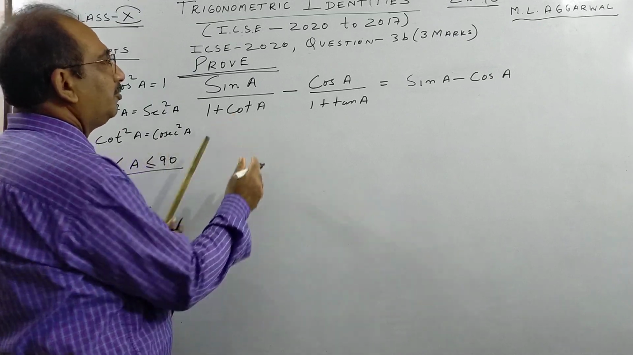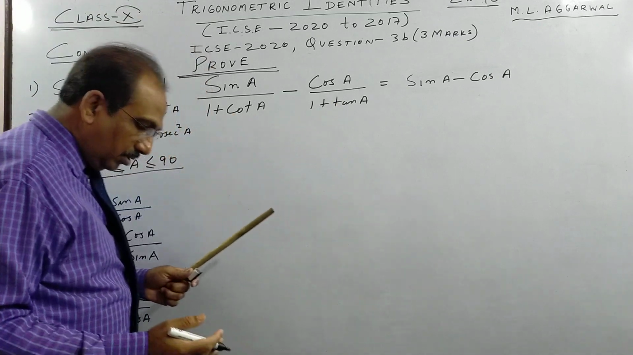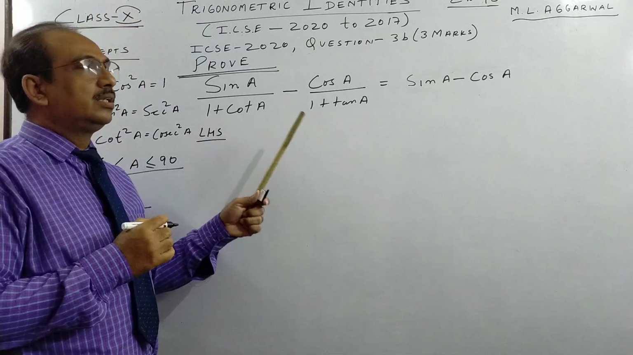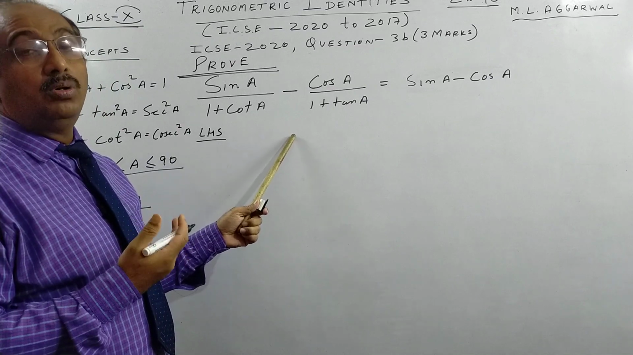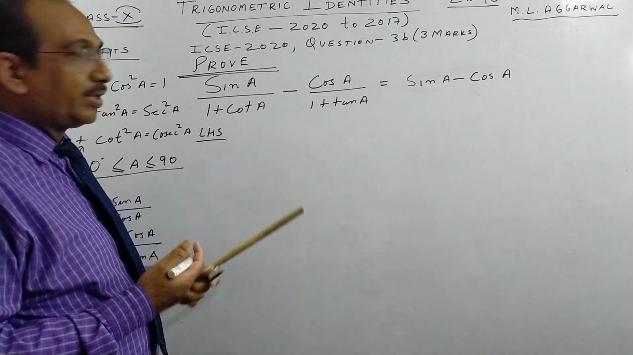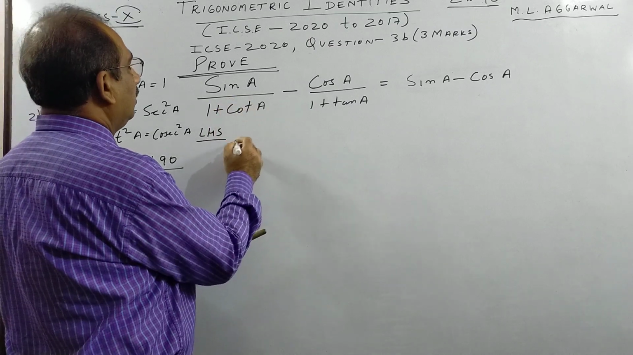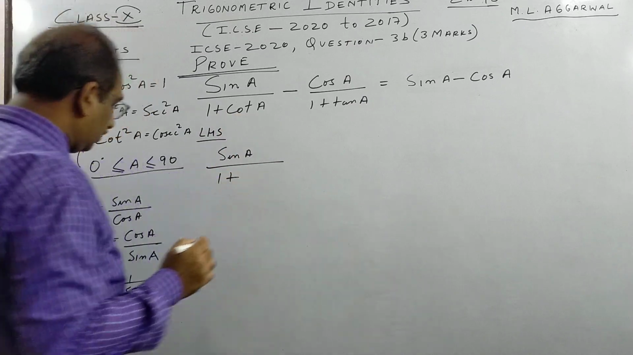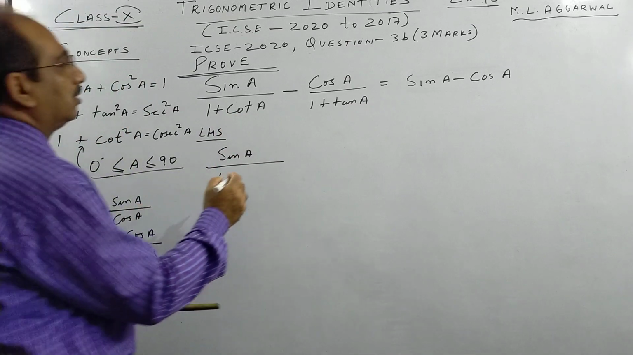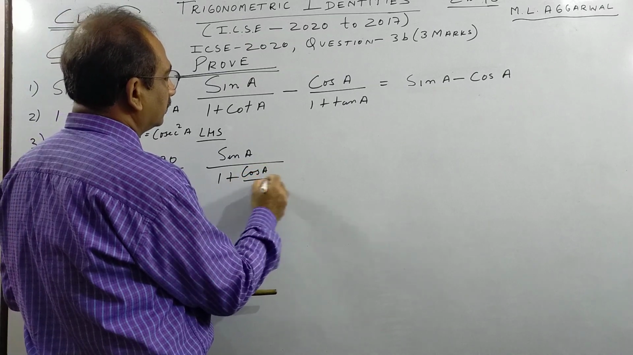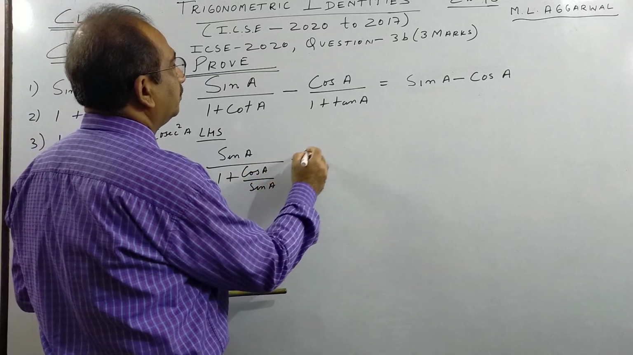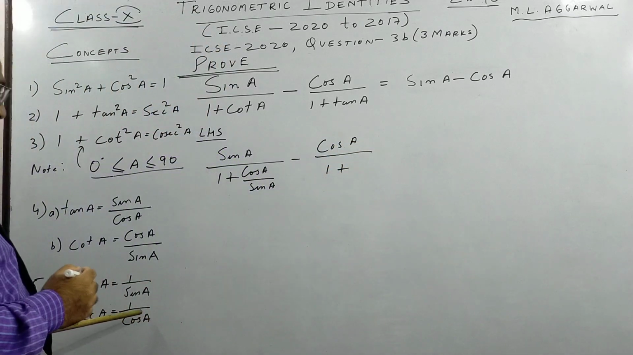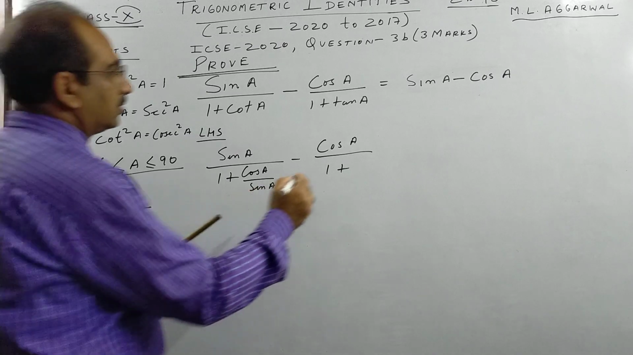See, we have to prove left side is equal to right side. So we start with the left side. You can start with any side. Generally we start with the side which is more complex, more difficult. So see here, sine A by cot, as you know children, cot is cos by sine. And here tan, as you know, is sine by cos.